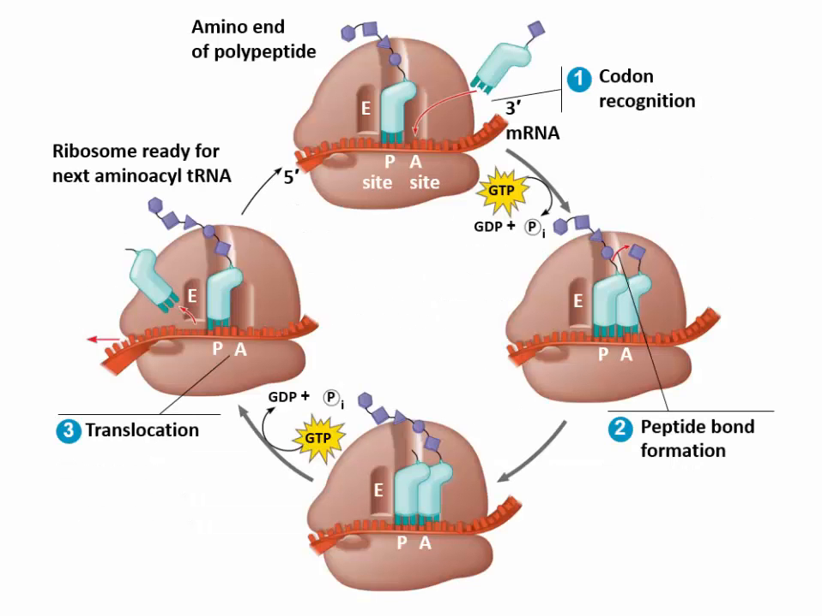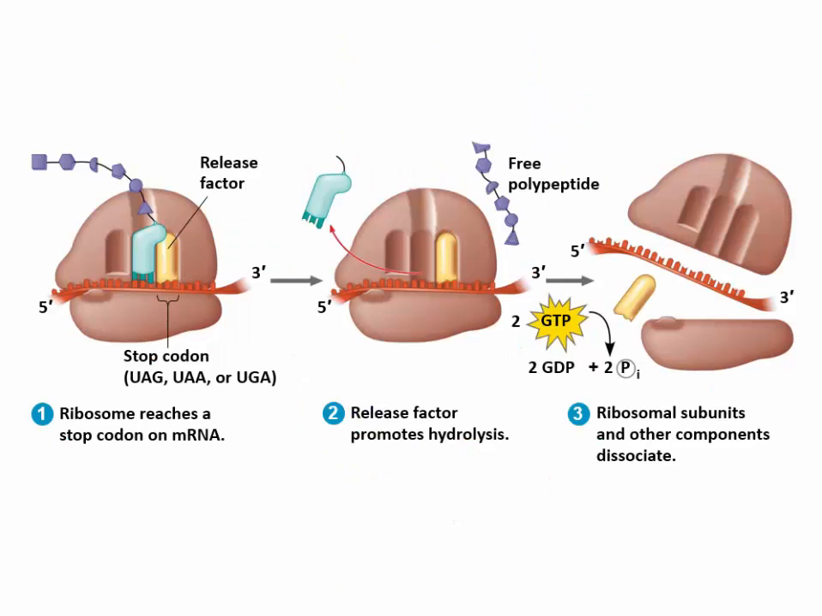And here is a picture of the whole process. So number 1, there's codon recognition. Number 2, there's a peptide bond formation. Number 3, there's translocation, and then finally the ribosome is ready for the next tRNA molecule. So here it is in another way. This way is probably more intuitive.